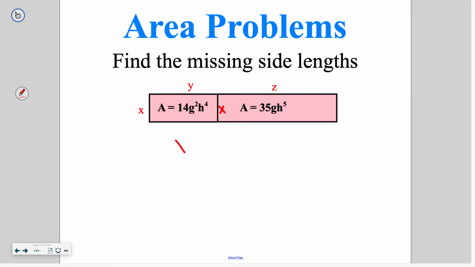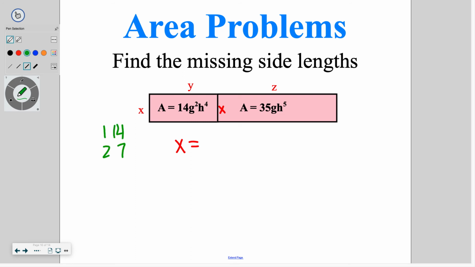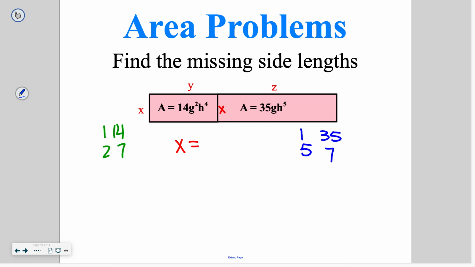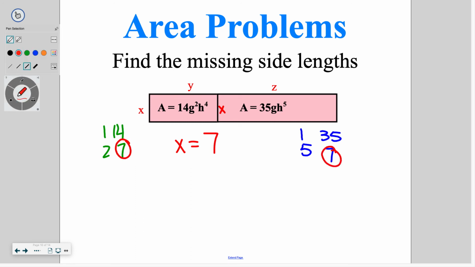So our x being the GCF, we're going to look at our numbers. I've got my factors of 1 and 14, 2 and 7, and then on the opposite side, I've got 1 and 35, and 5 and 7. So I end up with that common factor of 7 for both of them. So 7, g squared and g, lower exponent is 1, h to the fourth, h to the fifth, lower exponent is h to the fourth. So that width value then is 7gh to the fourth.